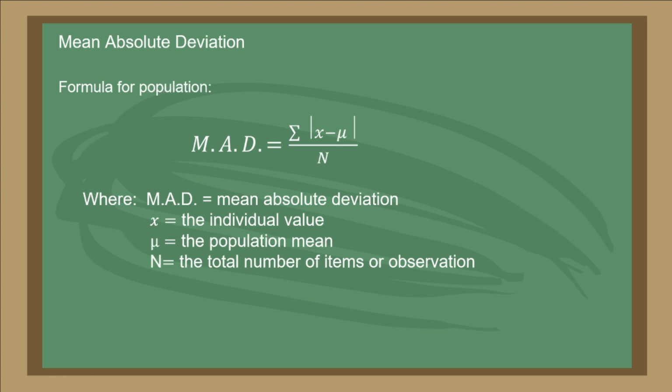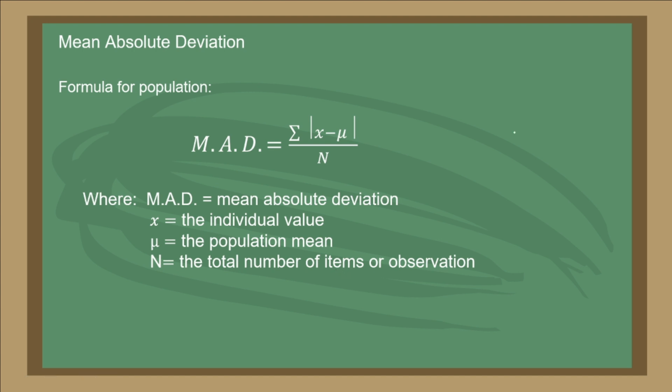We also have the formula for population. So we have MAD, which stands for mean absolute deviation. So MAD is equal to the summation of the absolute value of x minus mu over N. So x stands for the individual value. Symbol mu stands for the population mean. Capital letter N stands for the total number of items or observations.